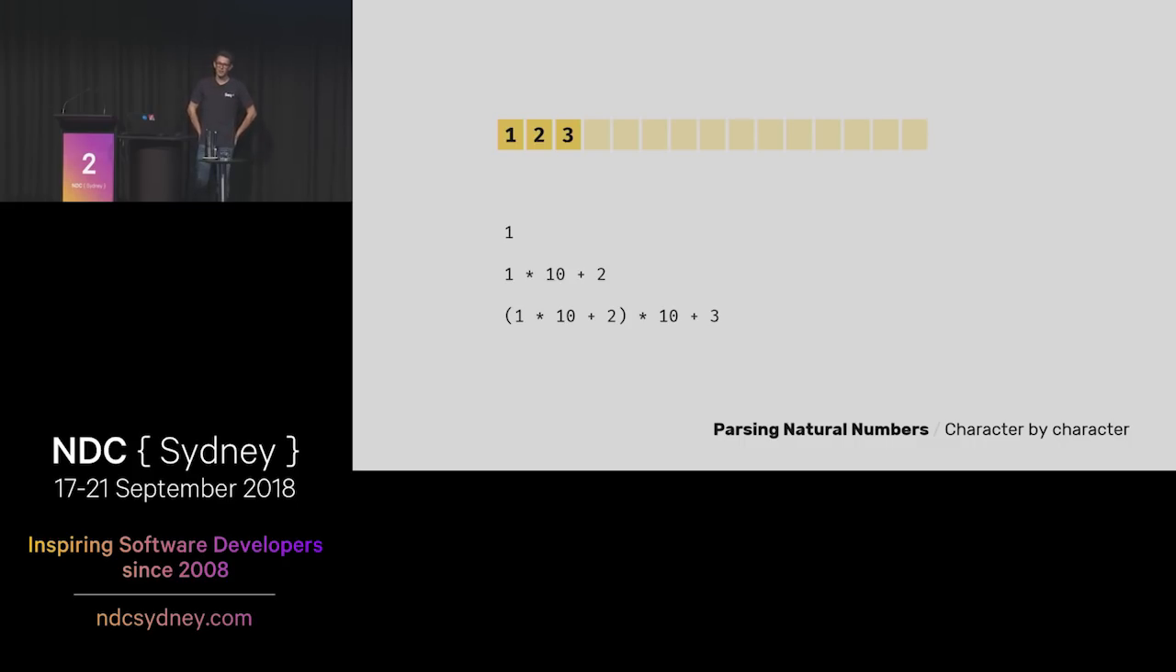So how's this going to work? This is a very simple parsing problem. It's not the most simple, but let's take natural numbers, for example. The algorithm for parsing a natural number, if you think about working through this one character at a time, is that we see a 1, if we're parsing 123, and then we move on, and is the next character also a number?